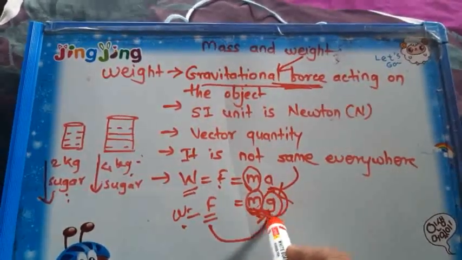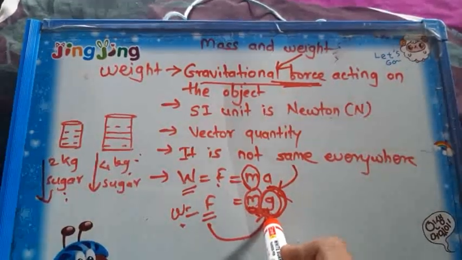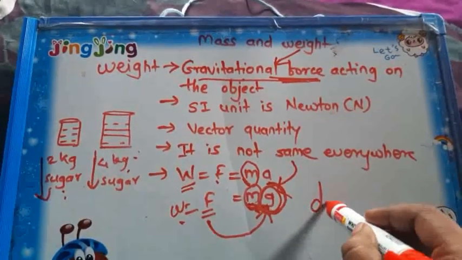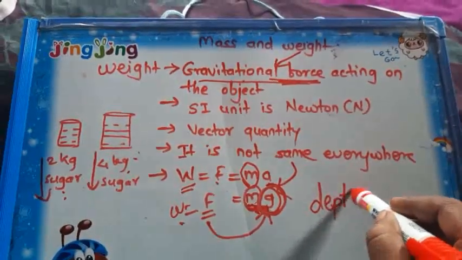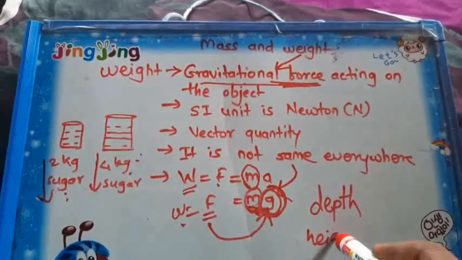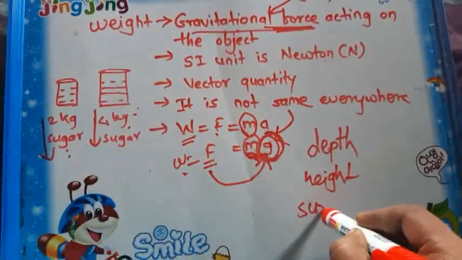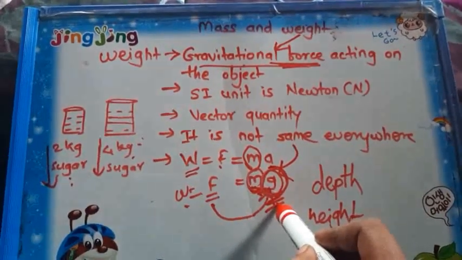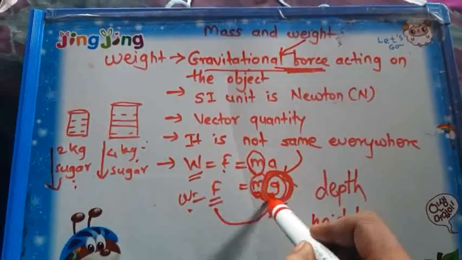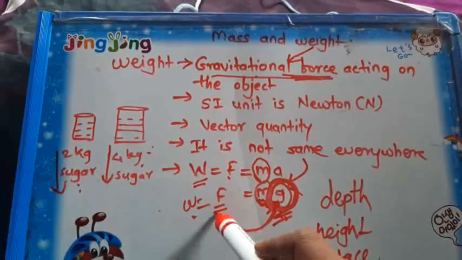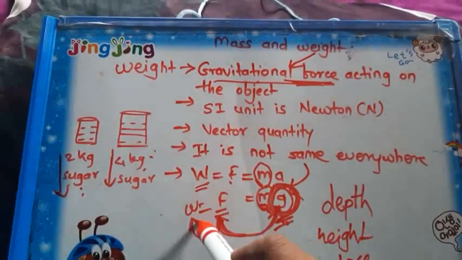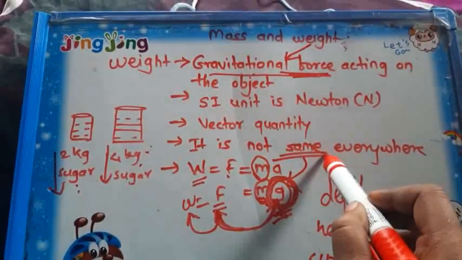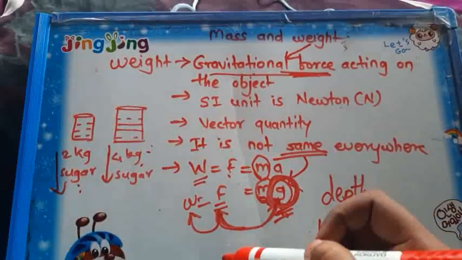And we know that acceleration due to gravity is not constant, because in the last session we have seen it is going to change according to depth, according to height, and according to surface also. This gravitational acceleration is not remaining stable, and as it is variable, gravitational force is varying, and that's why weight is varying. So weight does not remain the same everywhere, it is going to change place to place.